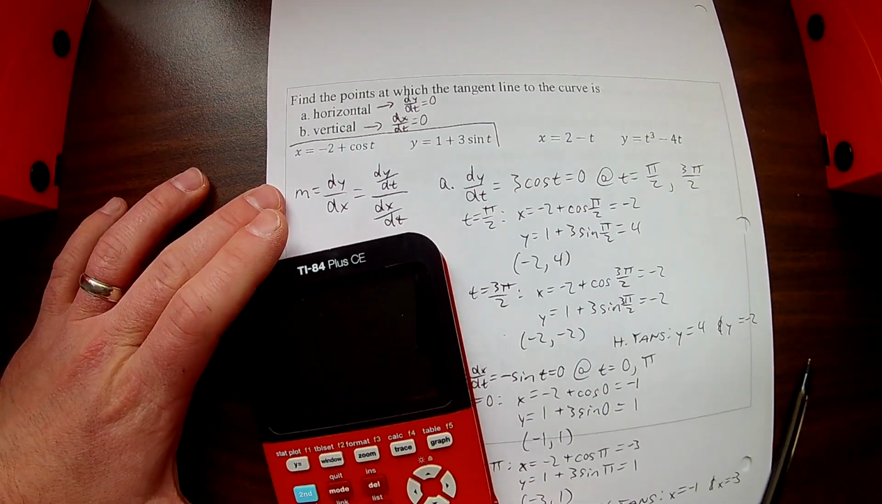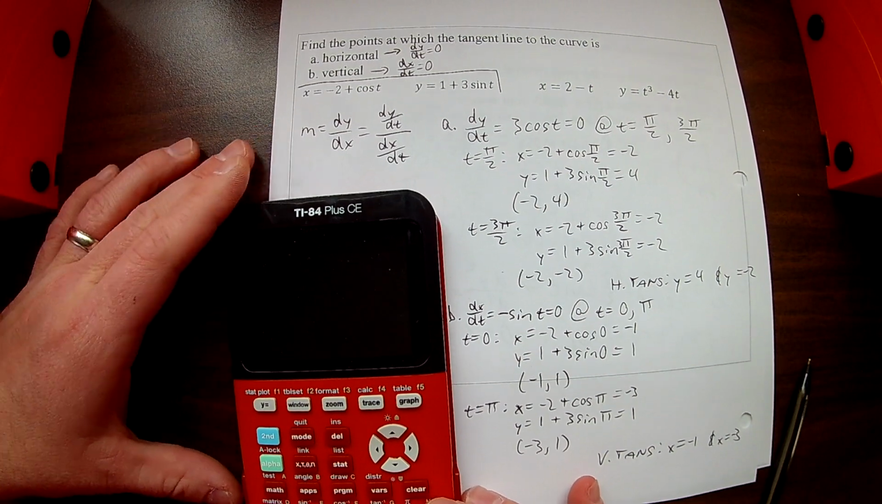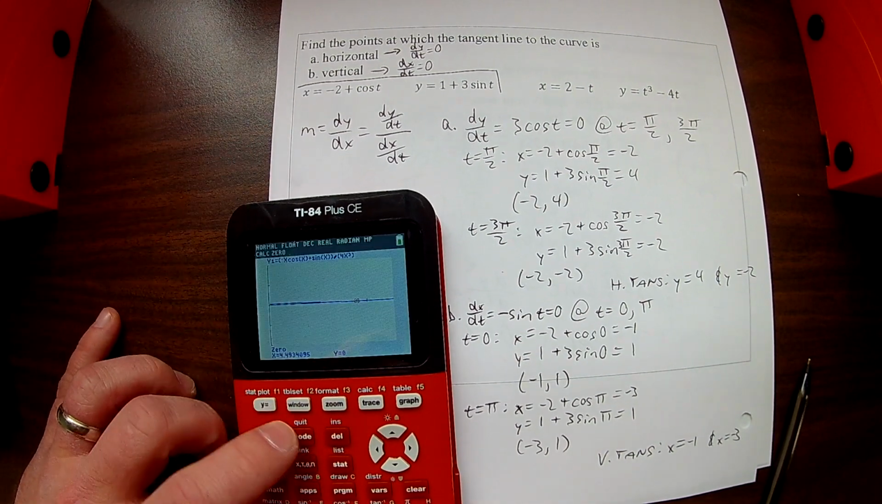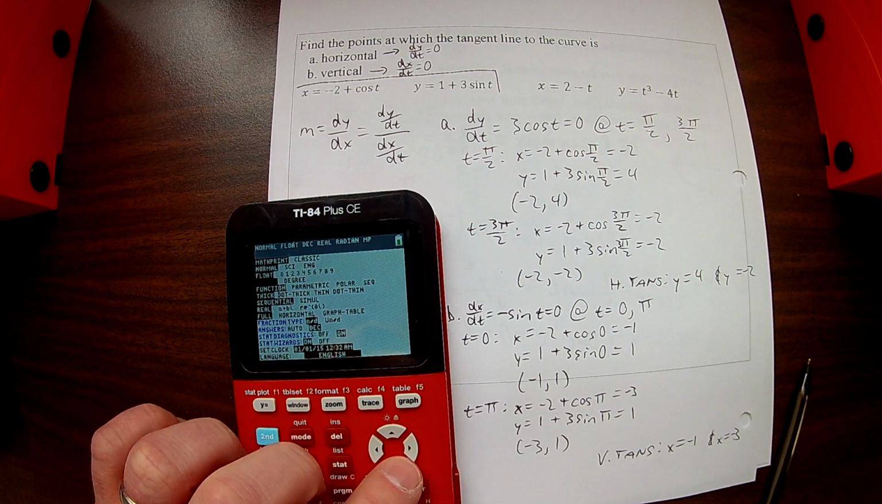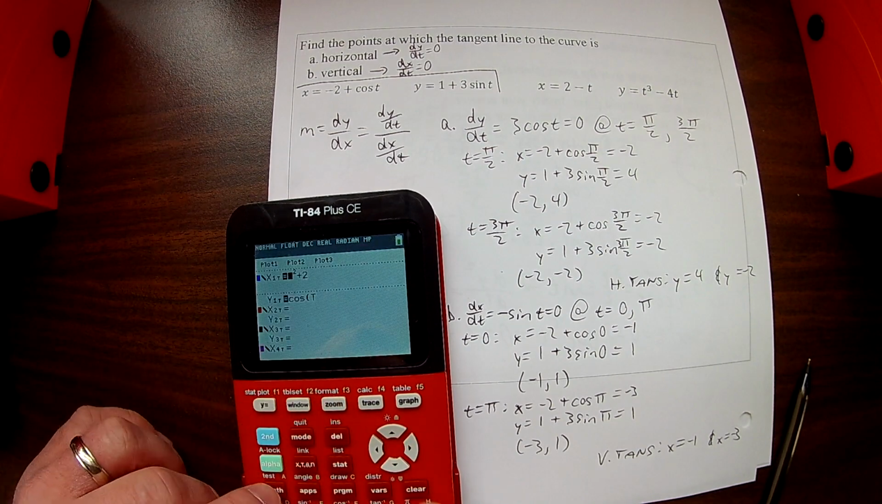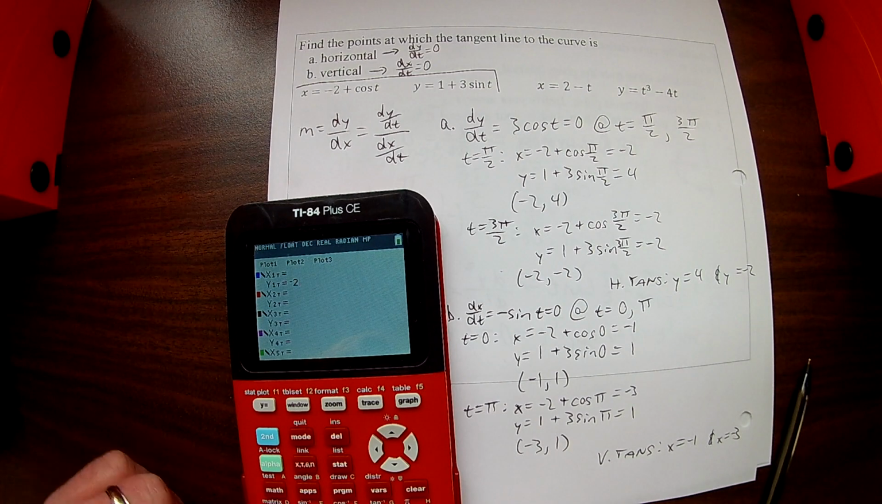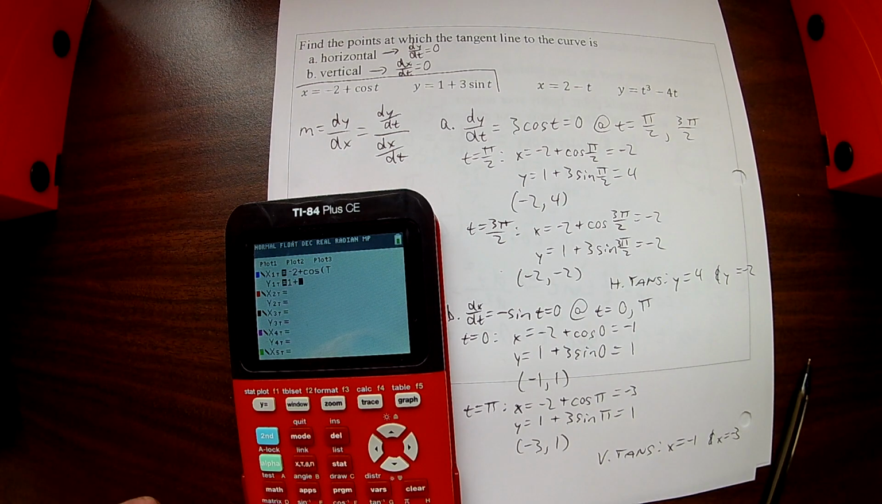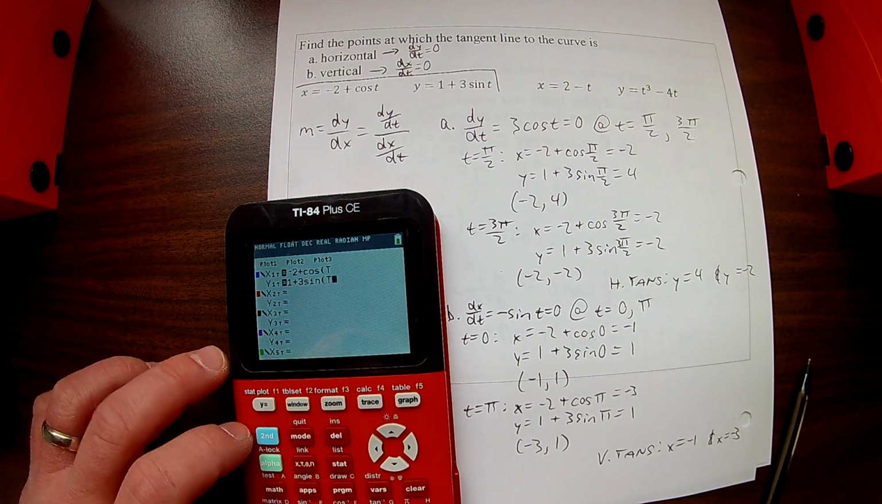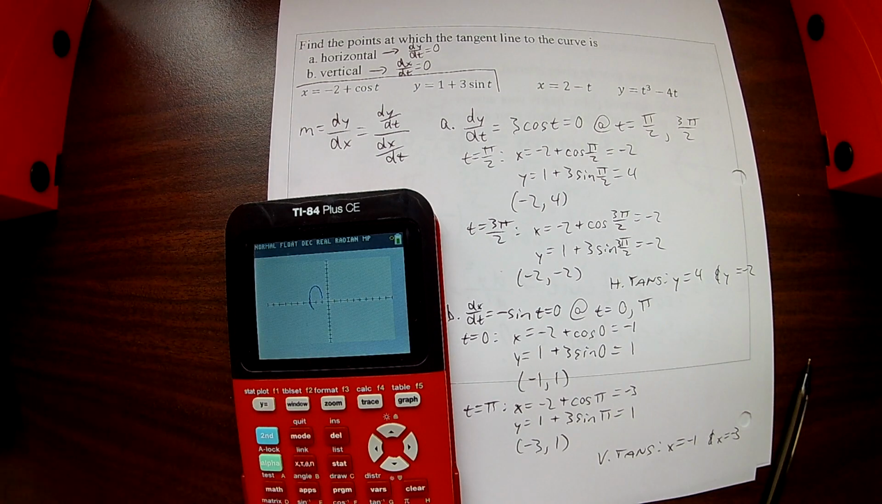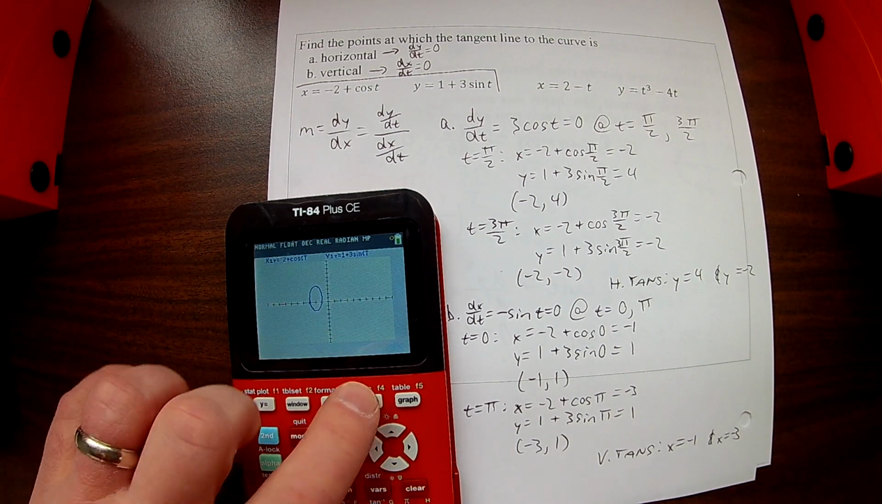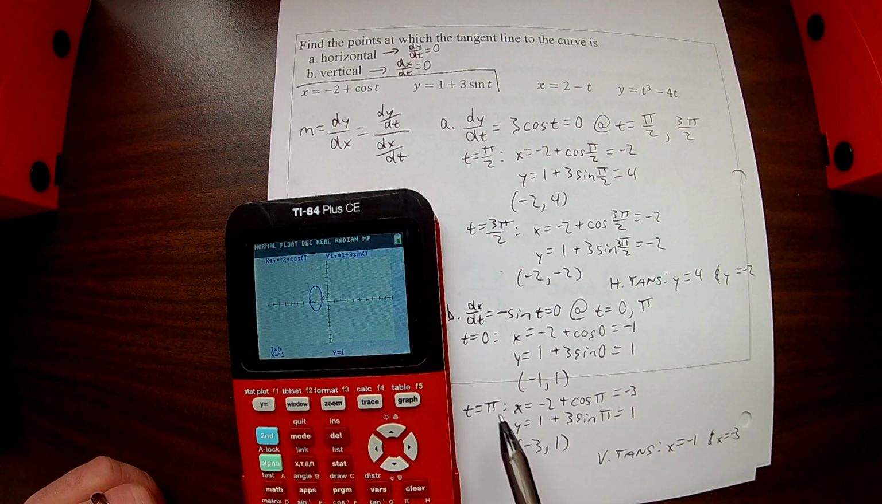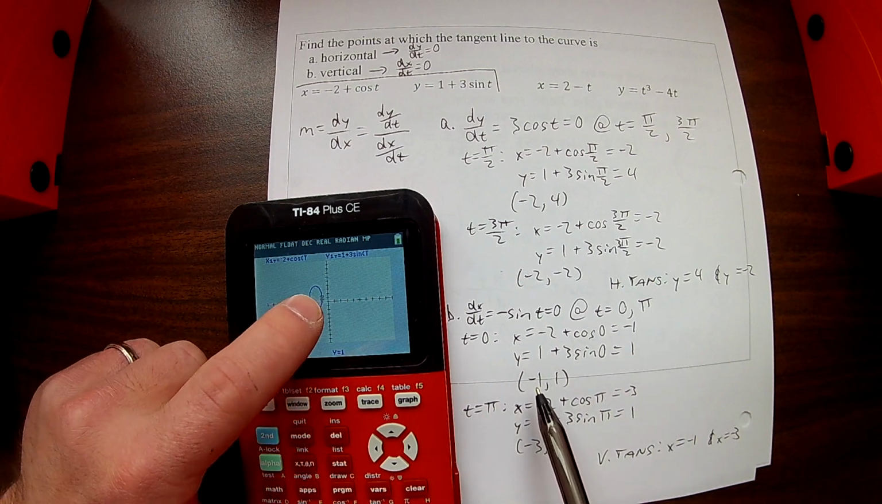Now grabbing my calculator just to make sure that all of these answers make sense. Go back into Parametric and clear these out. Enter -2 plus cosine of t, then 1 plus 3 sine of t. Let's hit zoom 6, and you can actually see that t equals 0 was at -1, 1. There's my vertical tangent.